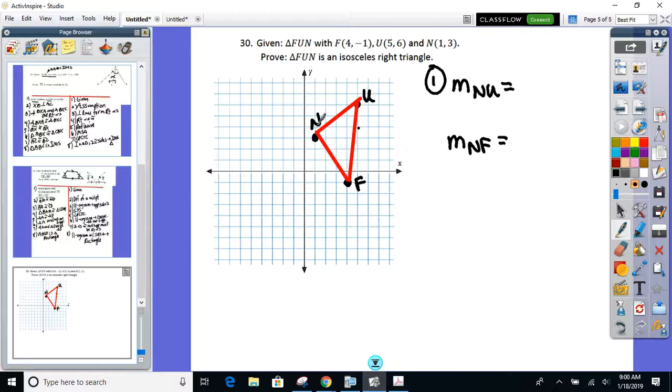Back me up here, guys. Up 1, 2, 3, over 1, 2, 3, 4, so 3/4 for NU. And NF, up 1, 2, 3, 4 over 1, 2, 3, so -4/3. All right, what did I just learn there? NU is perpendicular to NF because the slopes are negative reciprocals.